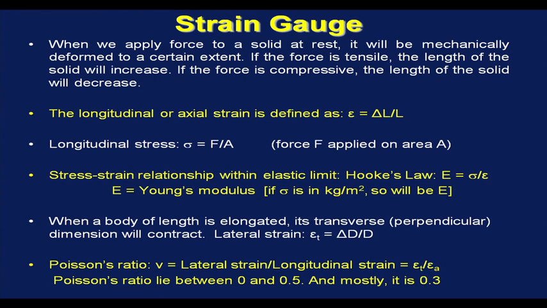Poisson's ratio says Poisson ratio is the ratio of lateral strain to longitudinal strain. So, Poisson ratio nu is epsilon T by epsilon A, the ratio of transverse strain or lateral strain to longitudinal strain. We write nu equal to minus epsilon T by epsilon A, where epsilon T is the transverse strain and epsilon A is axial strain. Poisson's ratio lies between 0 and 0.5 and mostly it is 0.3.